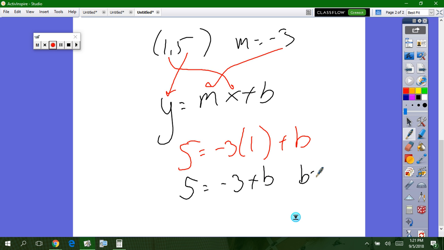So doesn't b equal 8? So then I come back up here, y equals my slope times x plus 8. And notice I've got the same result three different ways, right? Number 1 way, always not the prettiest way.